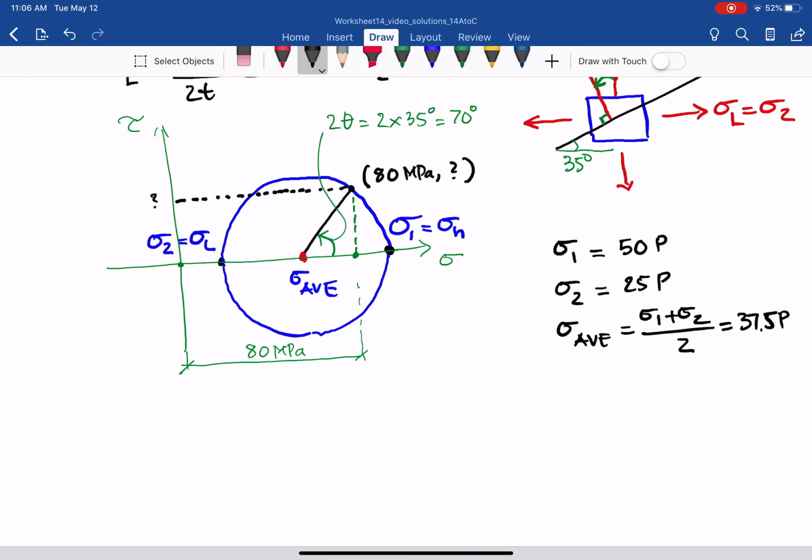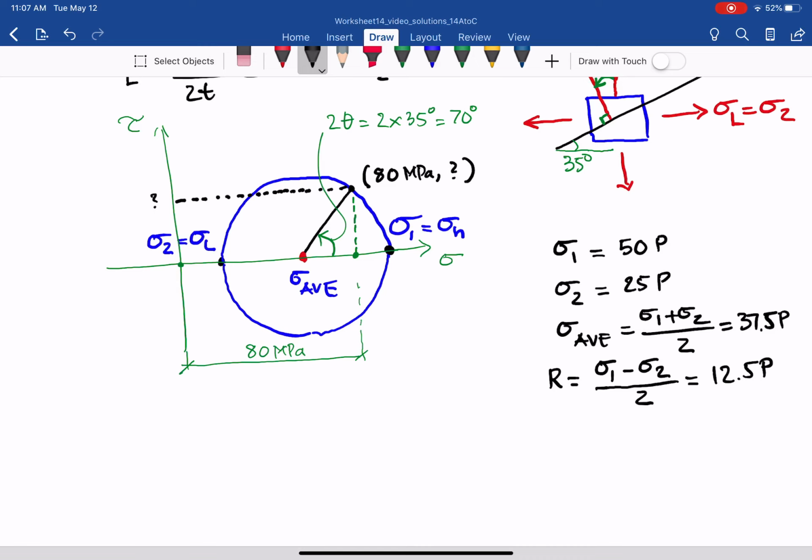And then we also need to find the radius. There are multiple ways to find the radius of the circle. In this case, sigma 1 minus sigma 2 is the diameter. Then you have sigma 1 minus sigma 2 over 2. So we plug in sigma 1 is 50, sigma 2 is 25, so it's 25 divided by 2, and we have 12.5p. That is the radius, because the diameter is sigma 1 minus sigma 2.